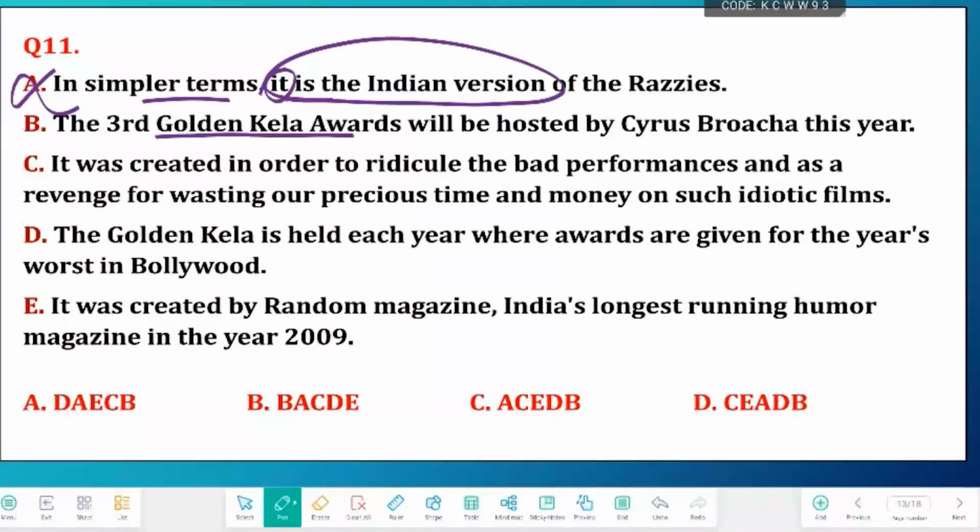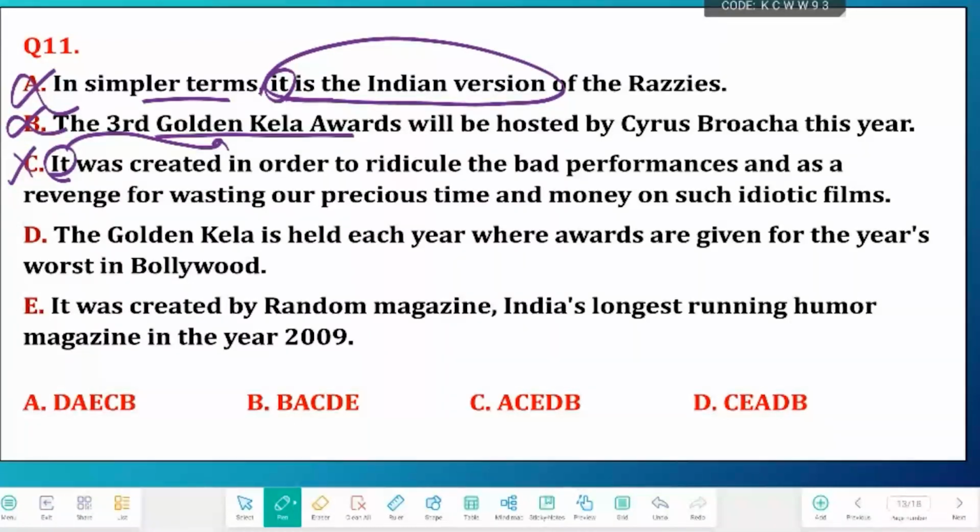So we can assume that this is not our first statement. Eliminate this. B statement also can't be a first statement. It was created in order to ridicule the bad performances. It was created, what does that mean? It is related to the Golden Kela Awards. Can't be a first statement. Eliminate this. Then we have statement D.